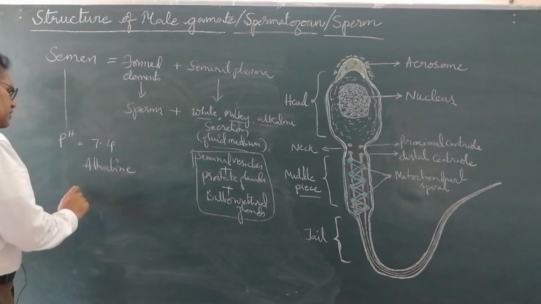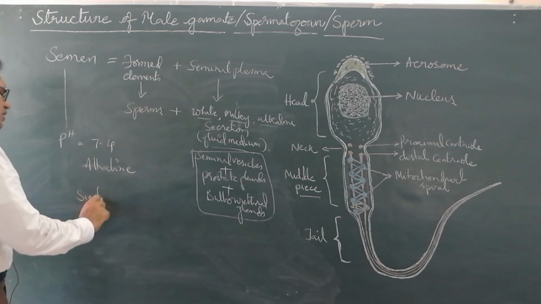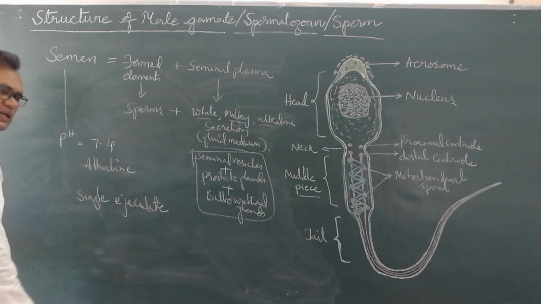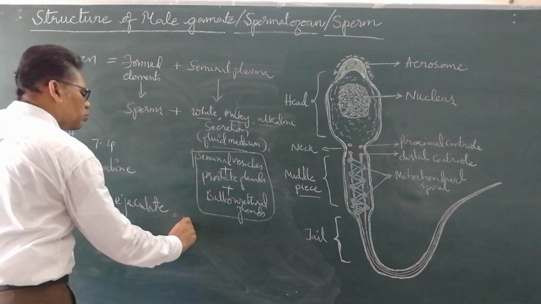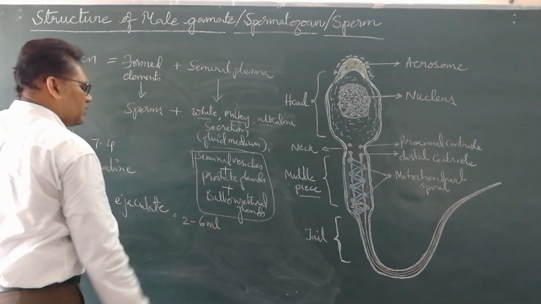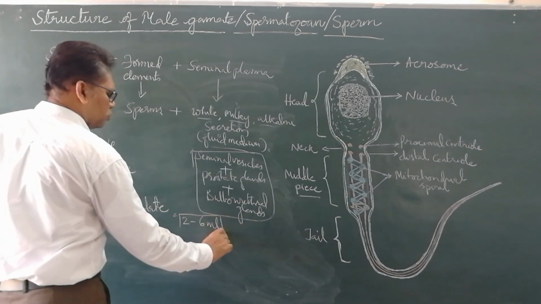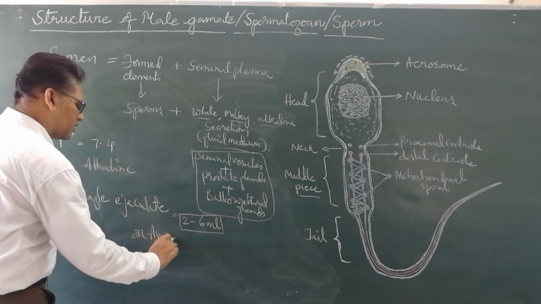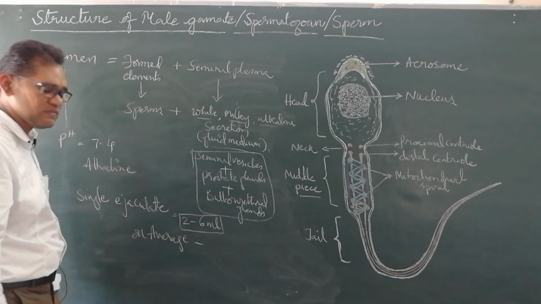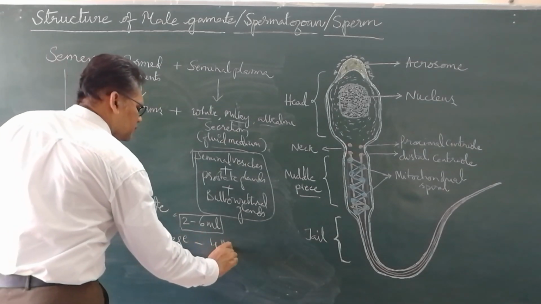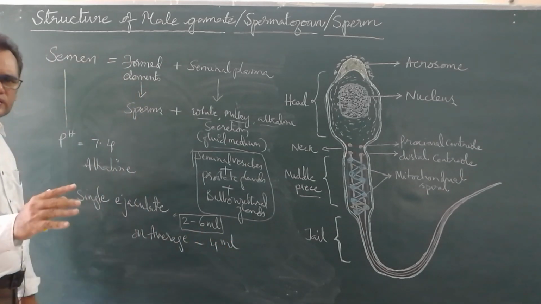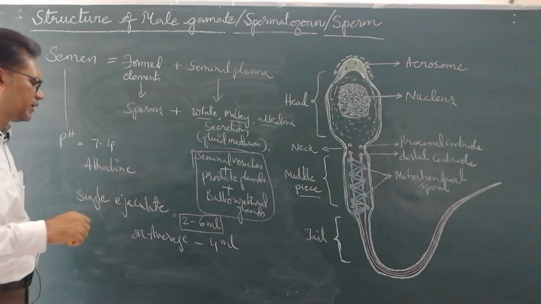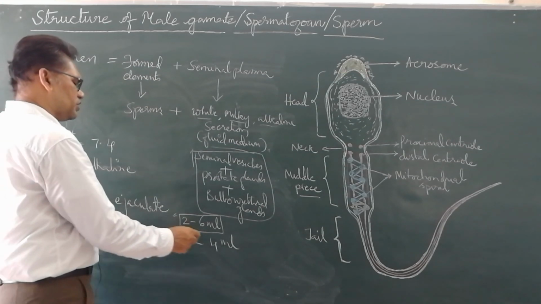Now in a single ejaculate, 2 to 6 ml of semen is released. On average, it is 4 ml. Now, in a single ejaculate, that means at one sexual intercourse, the semen on average is 4 ml.